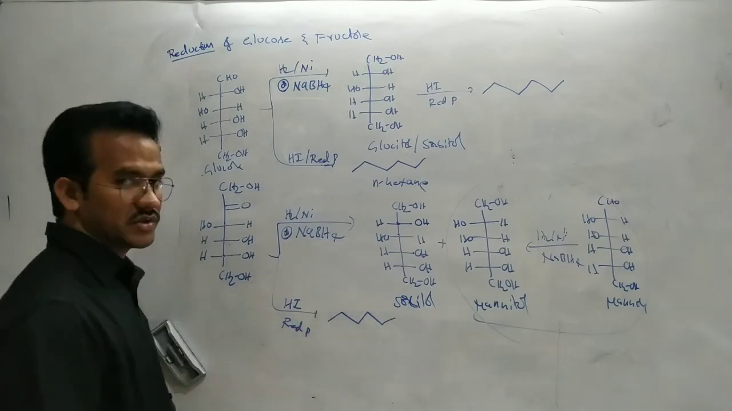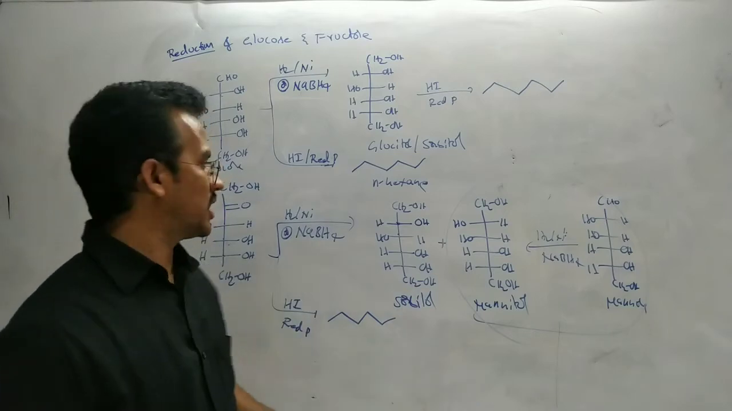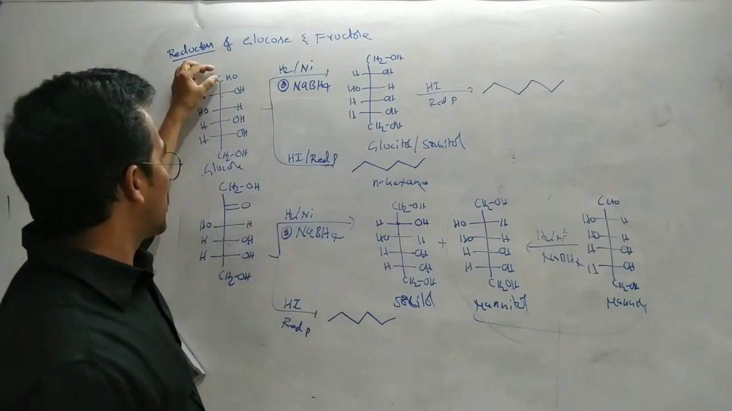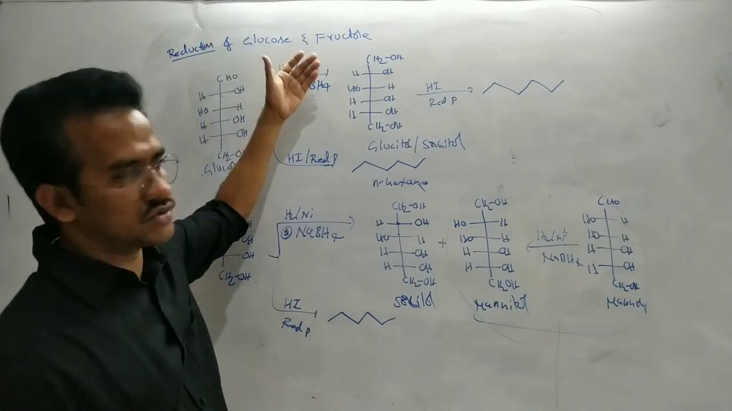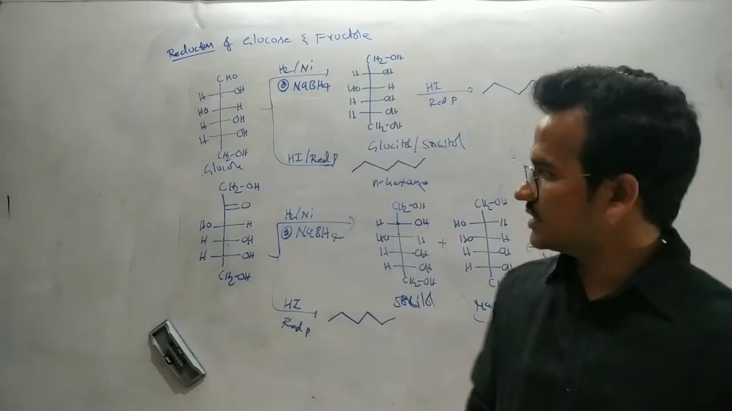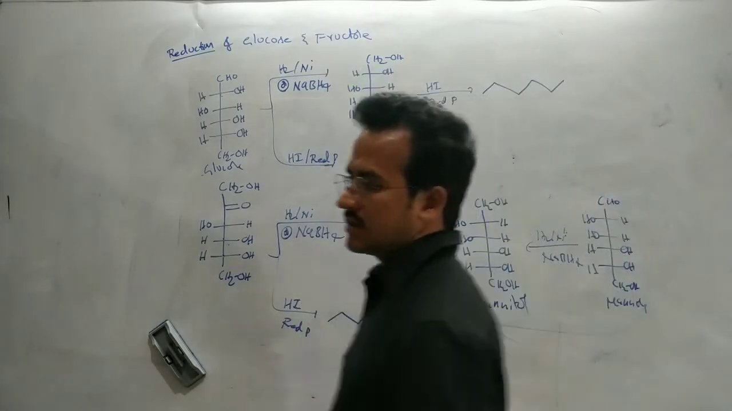It's a complete reduction of the compound. That means here all OH groups are converted to H and this keto group is converted to CH2. That's it. Here the aldehyde group, that CO group, is also converted to CH2. The remaining hydrogen, that means it is a CH3. Okay, there is the reduction of glucose and fructose. Okay, that's it.